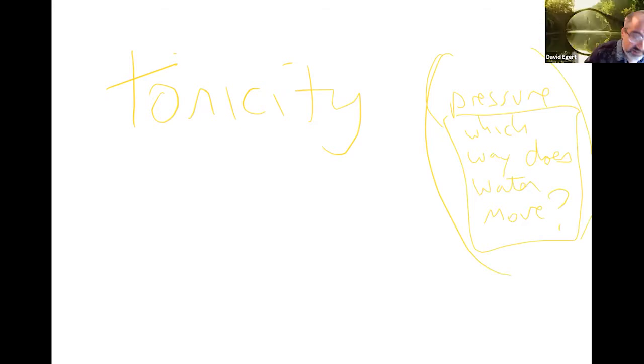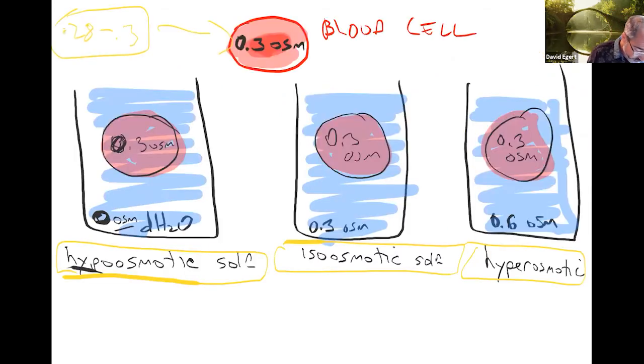In this case, you have to remember tonicity is water moving, and it's going to be related to osmolarity, but it also is related to some other things as well that we're going to see in a few moments. So back to this picture, let's assume non-penetrating solutes.